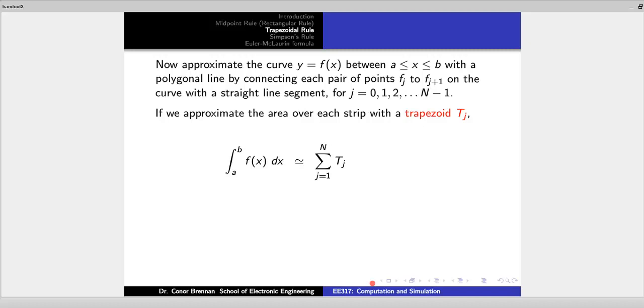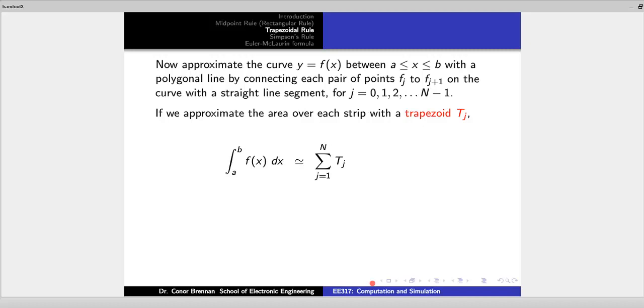Okay, the error involved is the error of the trapezoid rule. This is the actual integral. This is our estimate. The error is given by that. I won't do the details. You can show that an estimate is given by this. It's the same as the rectangular rule, where M is the maximum of the second derivative.